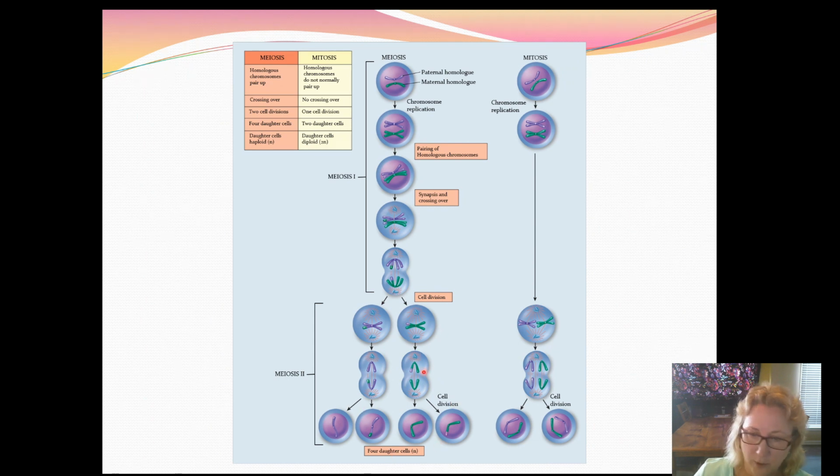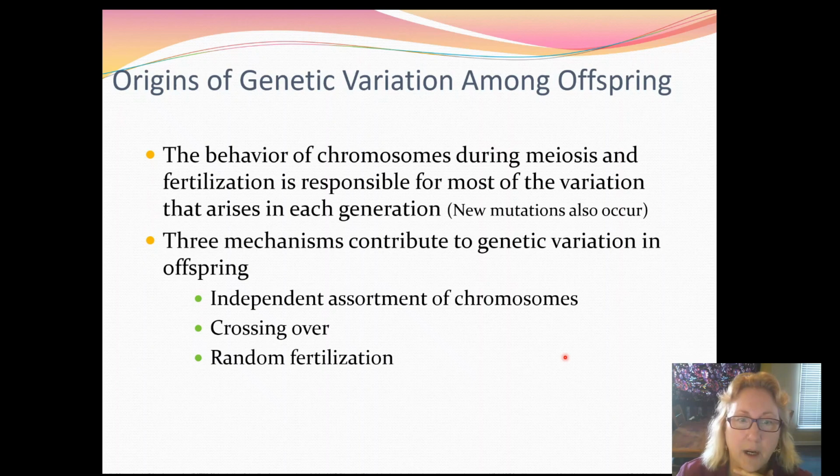And because the sister chromatids are not identical, thanks to crossing over, we're going to have 4 daughter cells that are all different. But there are mechanisms that we've already talked about in this chapter that increase genetic variation in offspring when the species has sexual reproduction. So if the species does not have sexual reproduction, like for example, amoeba that only divide by mitosis, all the offspring are going to be identical genetic clones except for new mutations.